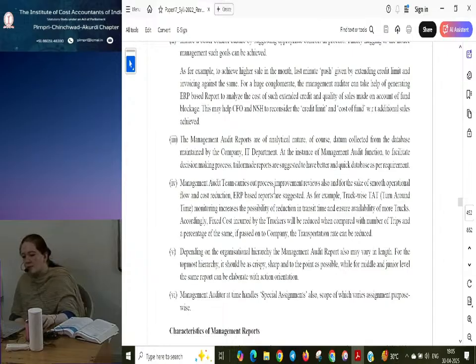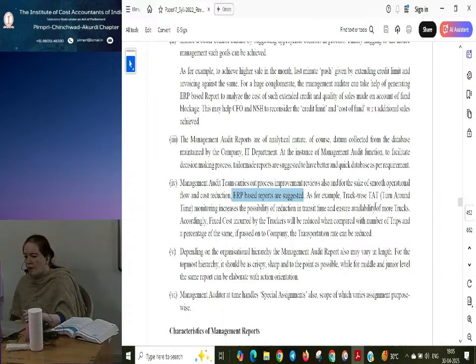Okay, so management carries out process improvement reviews also, and for the sake of smooth operational flow and cost reduction, ERP based reports are suggested. For example, truck-wise turnaround time. So what does it do? It keeps monitoring the trucks, okay, from where to where it goes, from where it comes back, the transit time that it takes, what is the availability of a truck for transportation of certain goods, okay. So all these things are captured by this system, or even a simple app can do that for you.